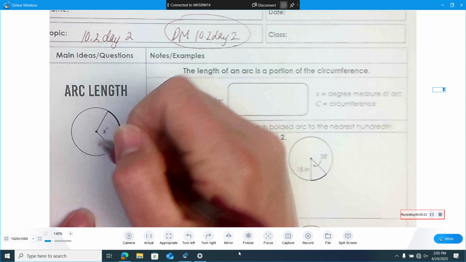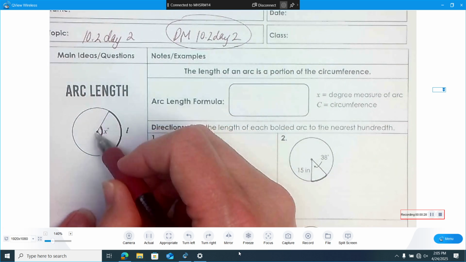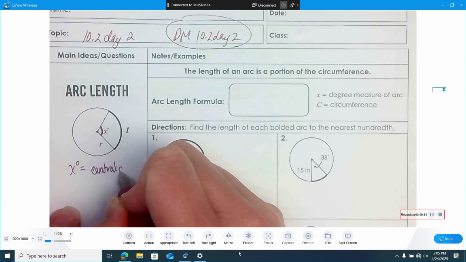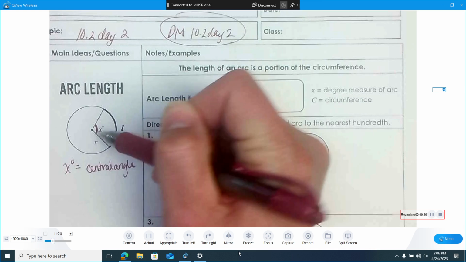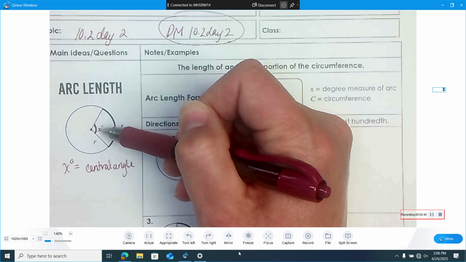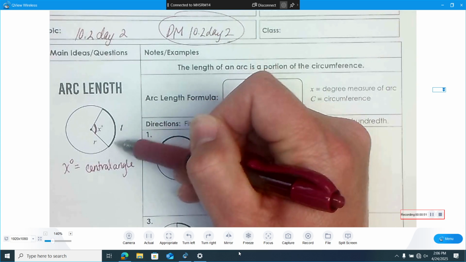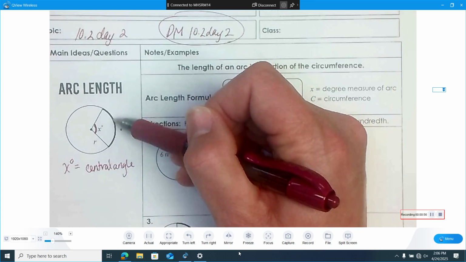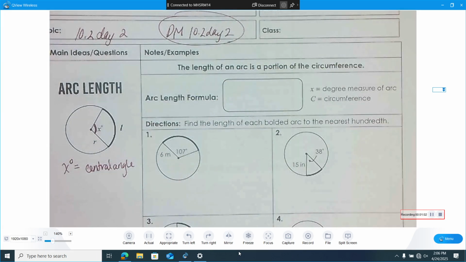And yesterday we said we have these circles and we have this central angle here. And yesterday we said that the central angle measure, so the number of degrees that central angle has, corresponds to the measure of that arc that it intercepts. So if this angle x was 70 degrees, then this arc measure would also be 70 degrees.